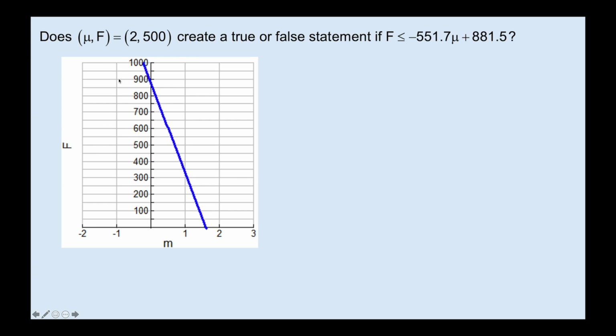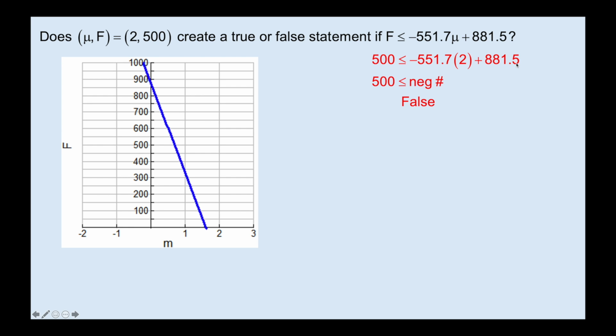Now, if I do so by checking this point, (2, 500), which is the point right here, as I plug this in, since I am already expecting that this side is going to get shaded, I do not think that (2, 500) is going to give me a true statement, and we're going to check that right now. So as I plug this in, I end up getting 500 is less than or equal to negative 551.7 times 2 plus 881.5.